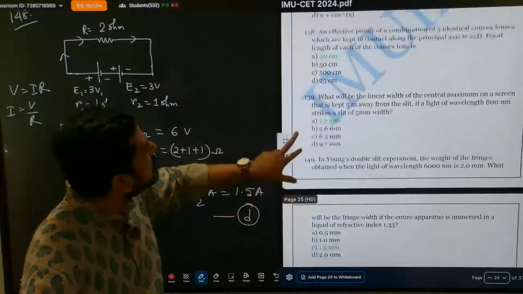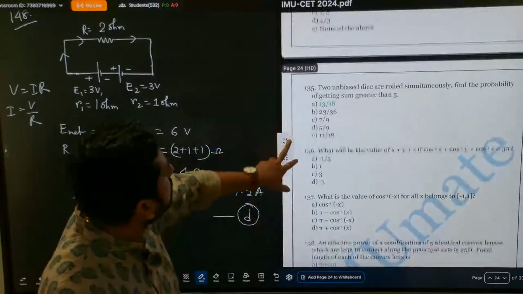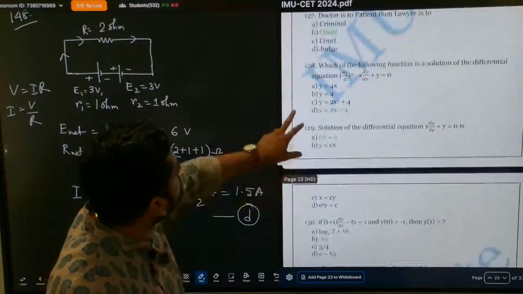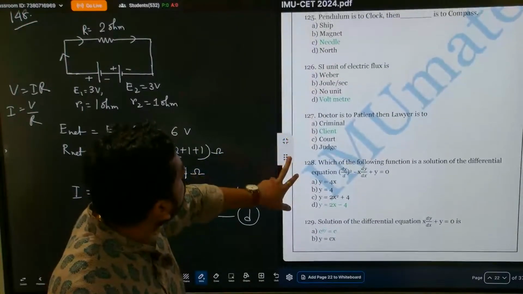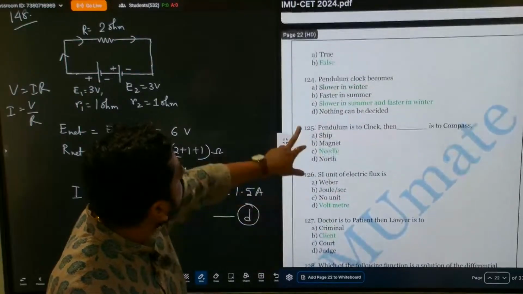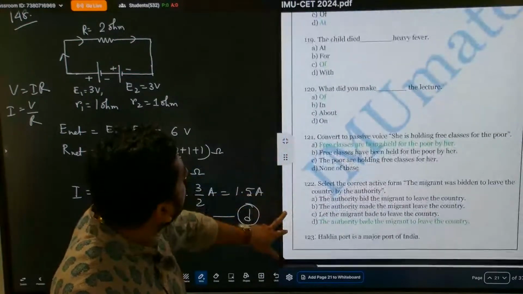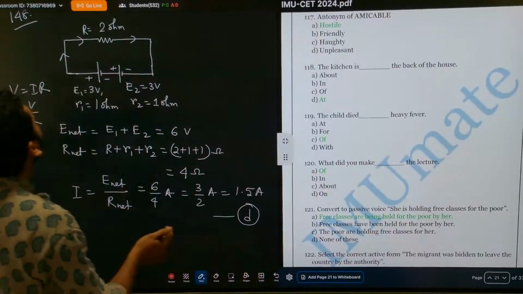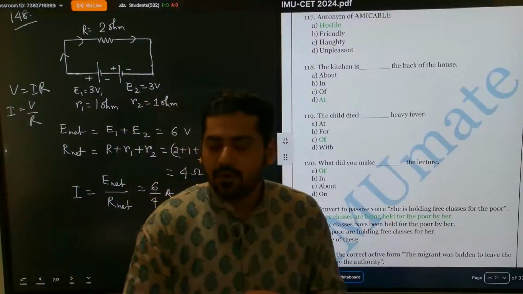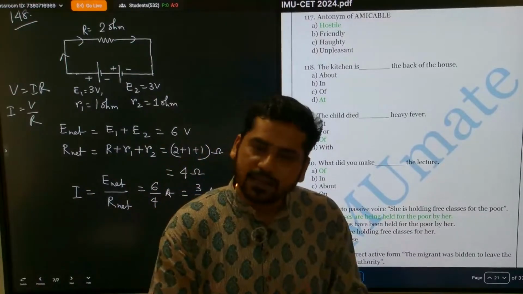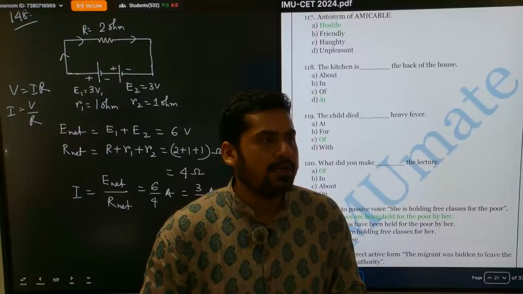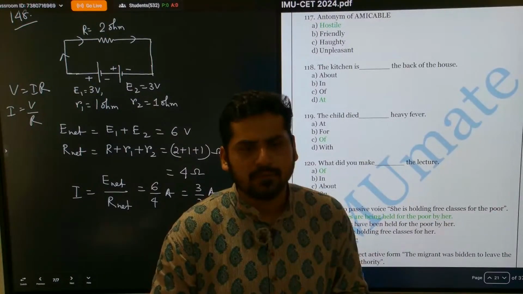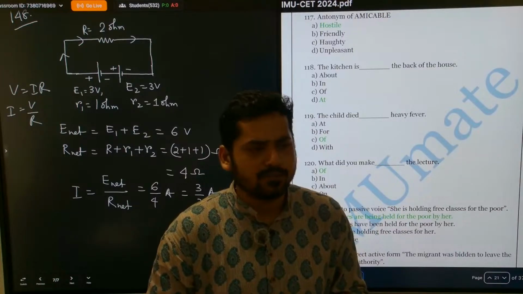Okay, so let me check if we have anything related to magnetism. This paper is a hodgepodge, everything is mixed in here. Okay, let me summarize this. We have already covered all PYQs related to current electricity, more or less, and as we have started magnetism, we could get into magnetism for a very brief amount of time.